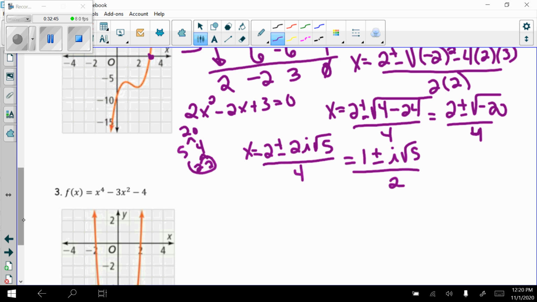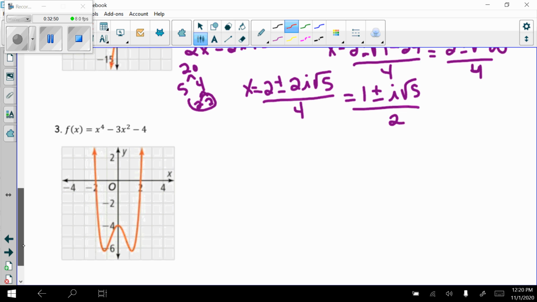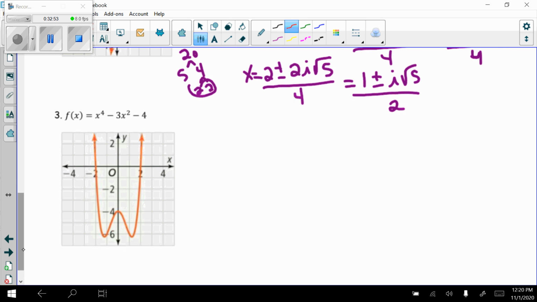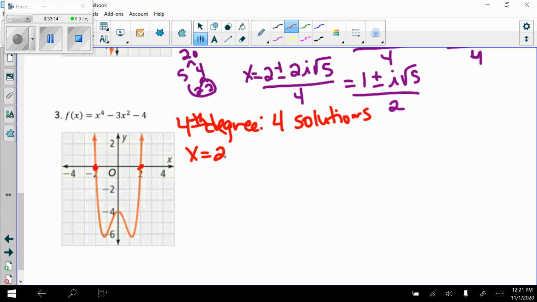All right, let's look at one more for today. So f of x equals x to the 4th minus 3x squared minus 4. Notice it's a 4th degree, so that means we will have 4 solutions. It's nice, I have 2 of them from my graph. So I know x equals 2, and I know x equals negative 2 from my graph. My other 2 are going to be imaginary.